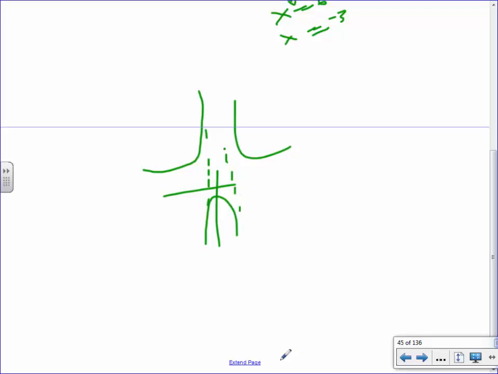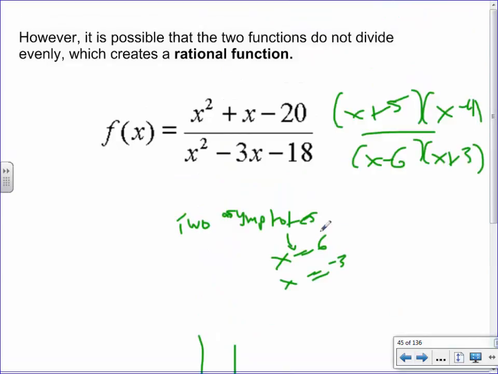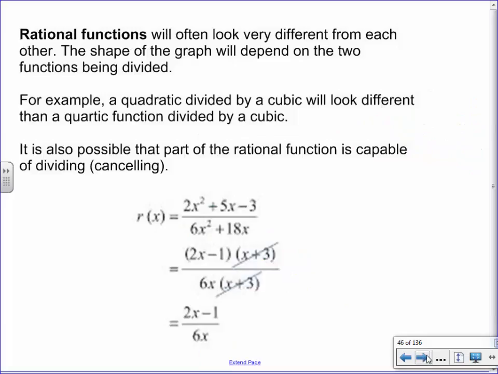Okay. The downside to rational graphs is that there really is no base rational graph. So you just need to plug it in your calculator and take a look at it. Okay. Anyways, let's skip over this one here. I got examples on the next few slides. Rational functions often look very different from each other. The shape really just depends on the 2 functions being divided.